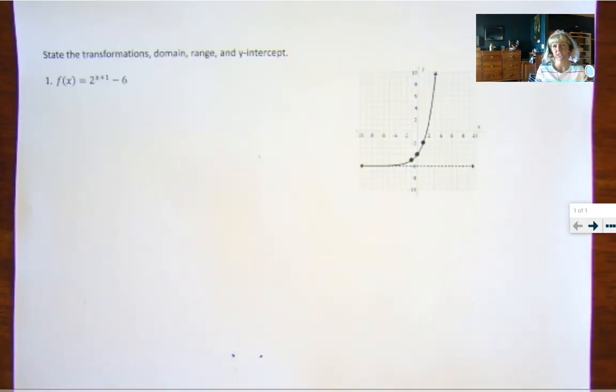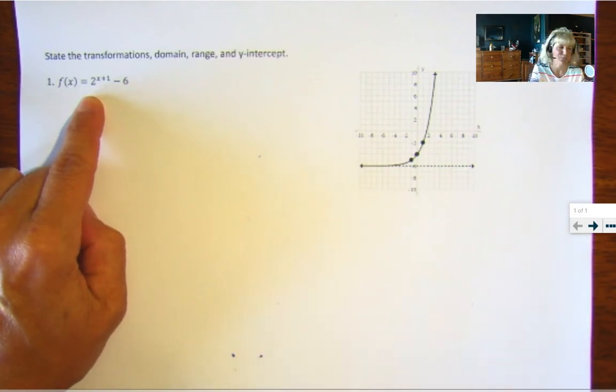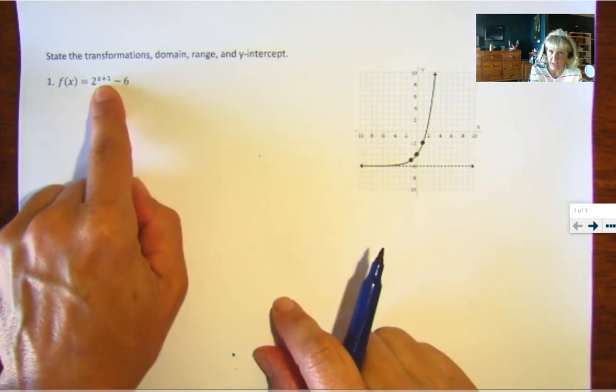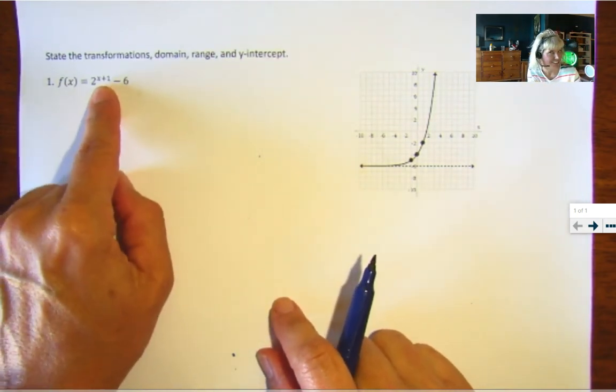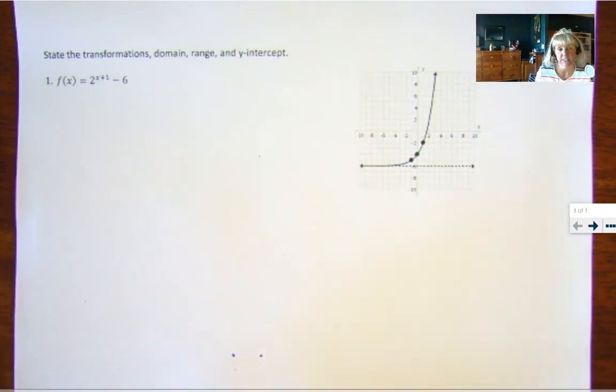Okay, so let's go ahead and take a look at this graph. First of all, I don't have an A value. Well, I really have an A value. The A value is just 1, which means there's not a vertical stretch or a shrink. I do have a horizontal translation. That's going to be 1 unit to the left. And this graph has been shifted down 6 units.